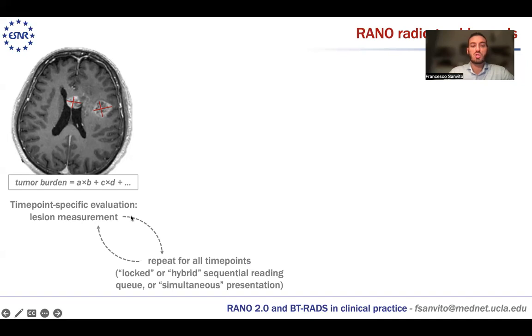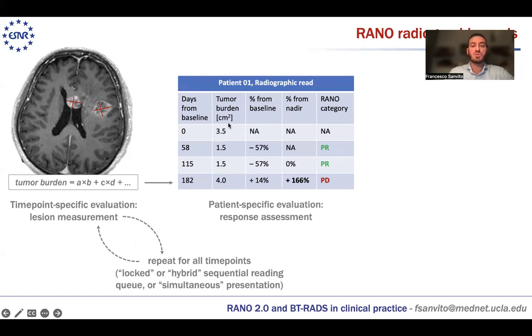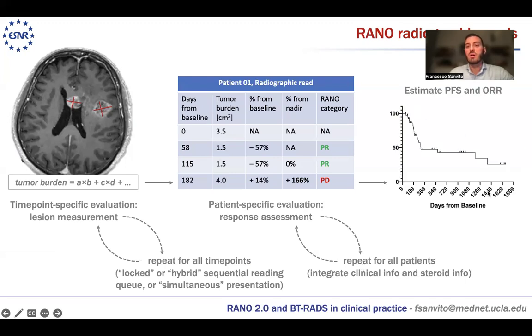Of course, you will have to repeat this step for all the time points of the patient that you're evaluating. And after you do this, you typically tabulate the results of percent growth or shrinkage for each time point, so that for each patient you can flag whether you see a response or a progression or stable disease at each time point. Again, you have to repeat this passage for all the patients of the clinical trial, and this is where the curves of PFS and objective response rate come from.